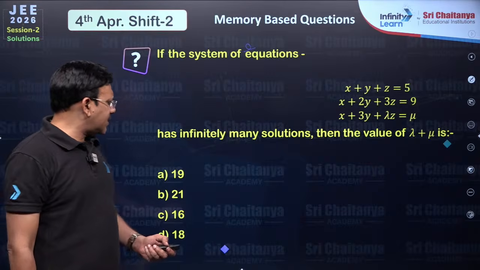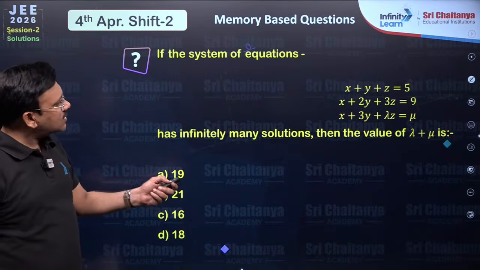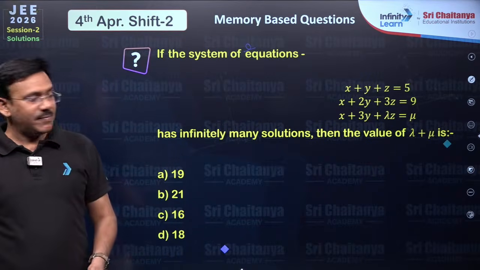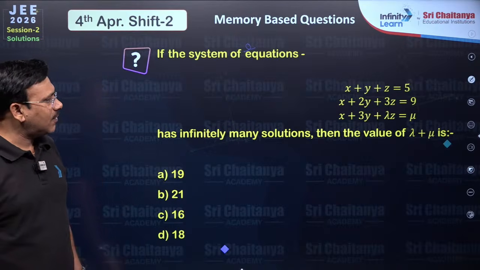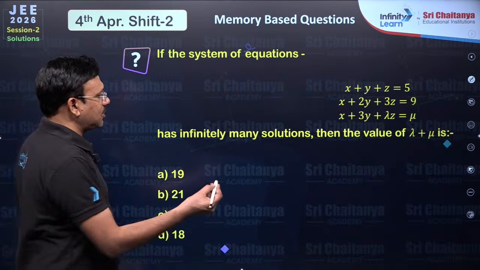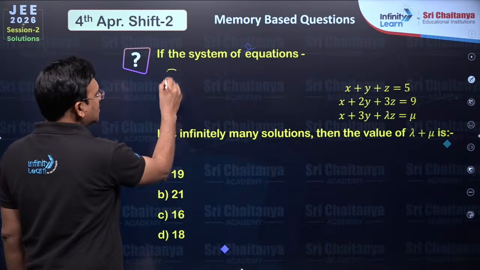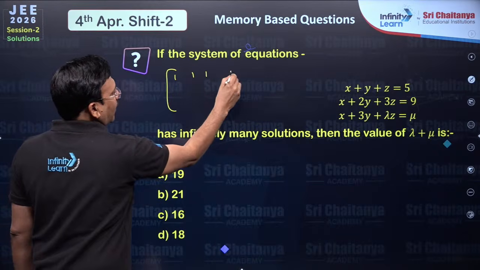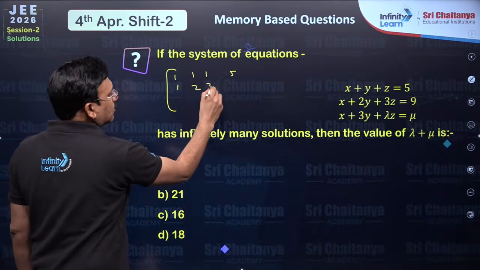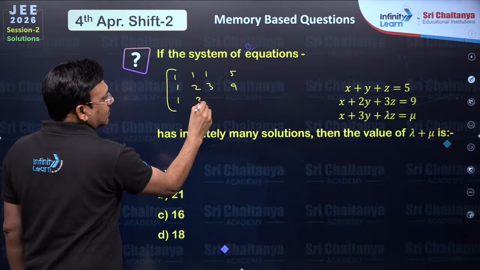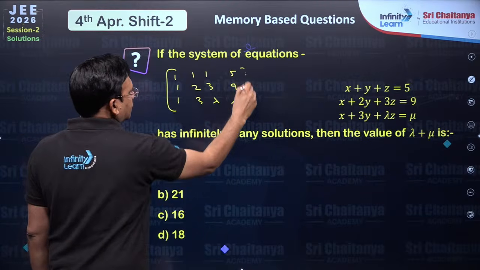The next question, it's very simple. The system of equations has infinitely many solutions, then the value of lambda plus mu. What an easy question. So this is 1 1 1 5, this is 1 2 3 9, this is 1 3 lambda mu.